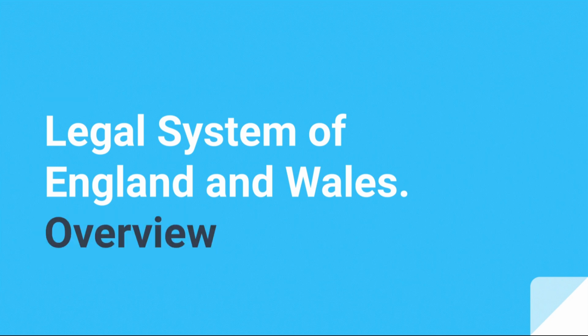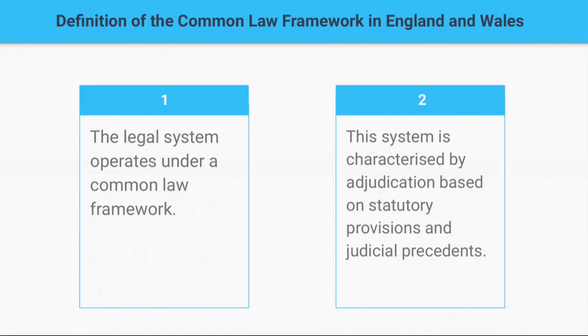We will cover the primary sources of law, including legislation and judicial precedent. You will also learn about the hierarchy of the courts and the roles of legal professionals. By the end of this lesson, you will clearly understand how the legal system operates. Let's get started with an introduction to the basic concepts and critical components.